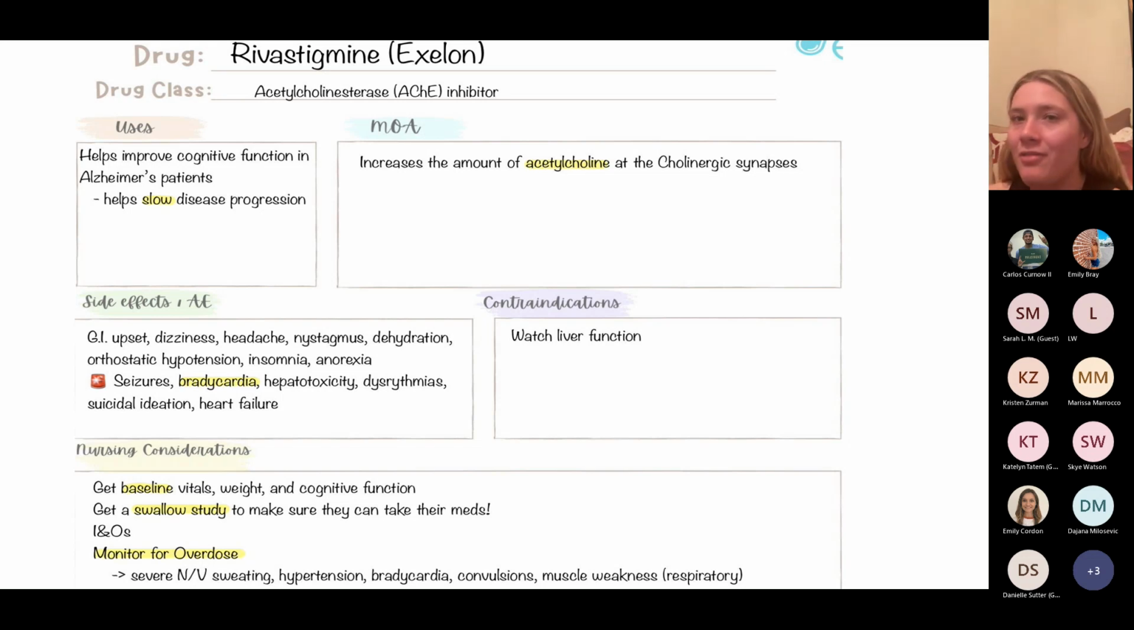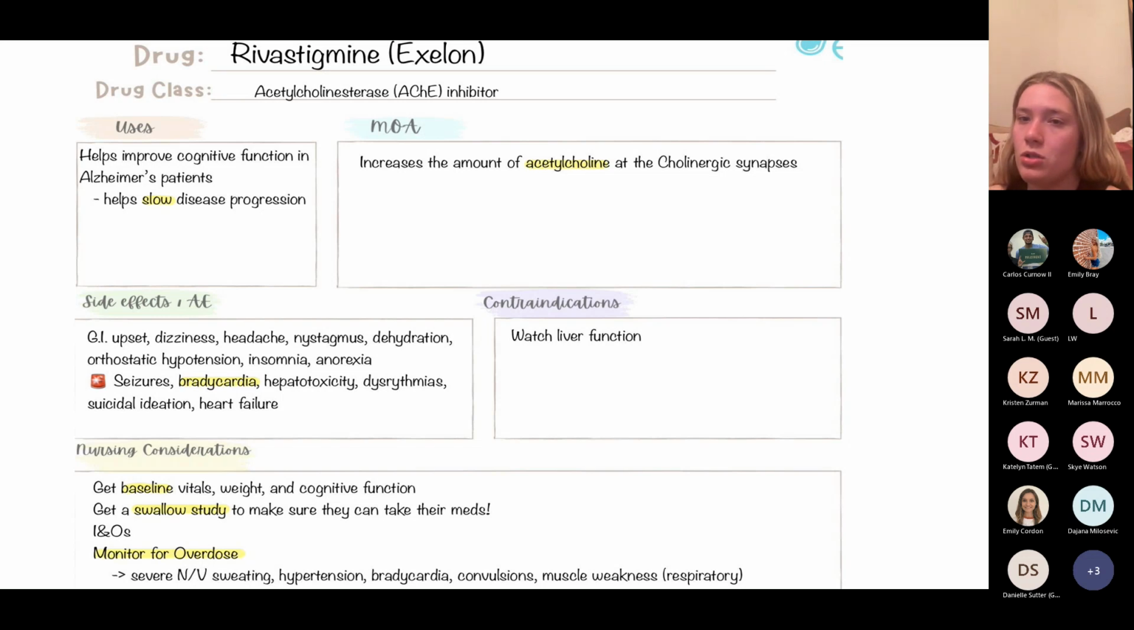Lots of side effects. I would just know that bradycardia is really a concern with those patients because that's what we would call an adverse effect, meaning this effect can cause harm to my patient, and we do not want that. For this drug, we always need to get baseline vitals. We also get a swallow study just to make sure it's safe for this patient to take this medication. Lots of our Alzheimer's patients have dysphagia, so just keep that in mind.